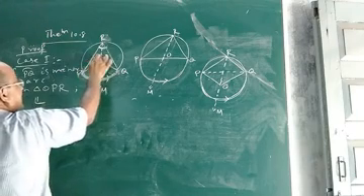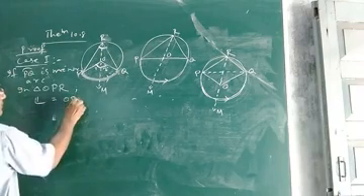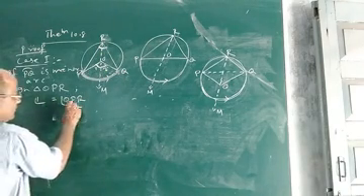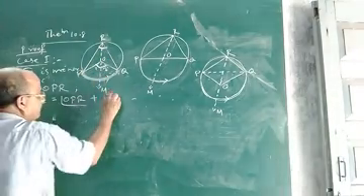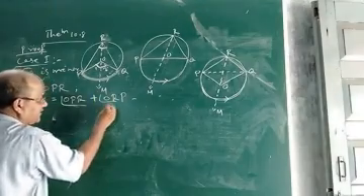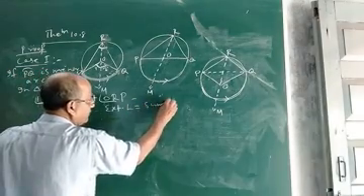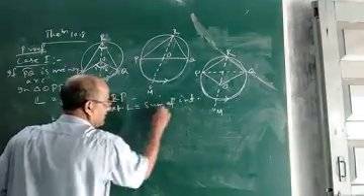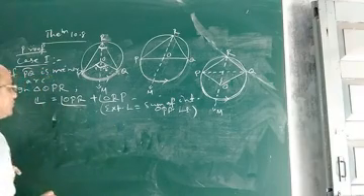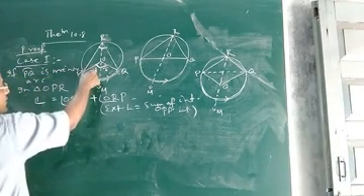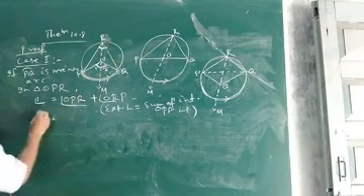So in triangle OPR, angle 1 will be equal to angle OPR plus angle ORP. What is the reason? The reason is that the exterior angle is equal to the sum of the interior opposite angles. Okay, this is the reason. Now angle 1 is equal to this angle plus this angle. Now again you consider triangle OPQ.